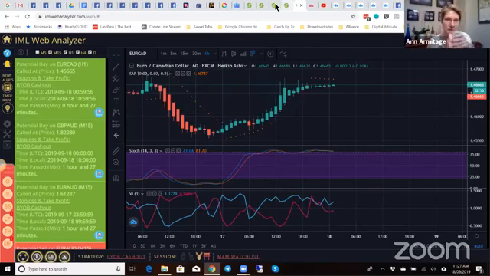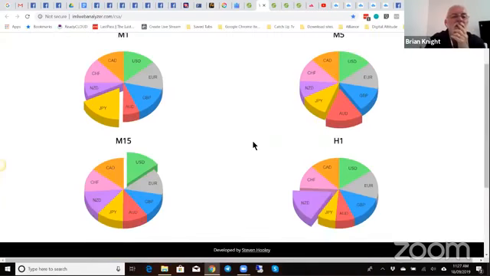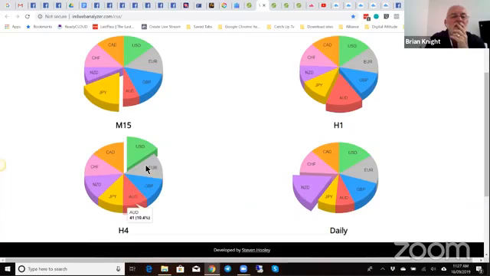Let me have a look and see where strength is. We're on the 15, so what have we? GBP, yeah, and AUD. 12 and 10. They're pretty close together at the moment.